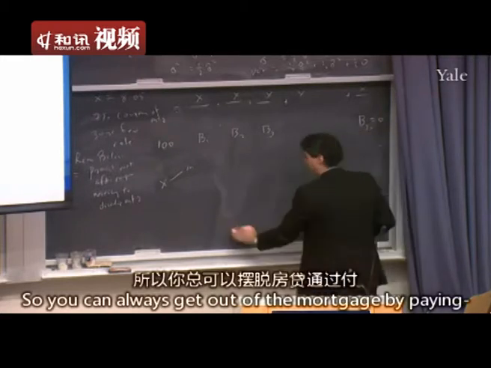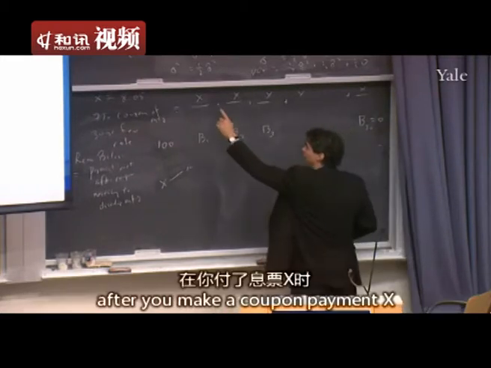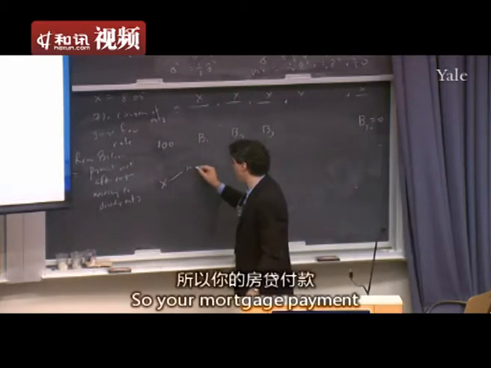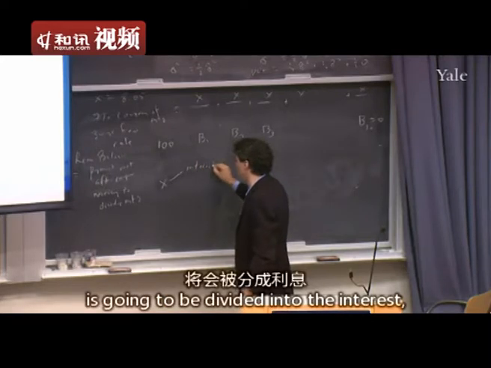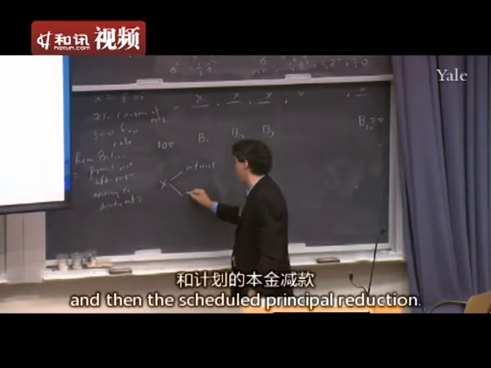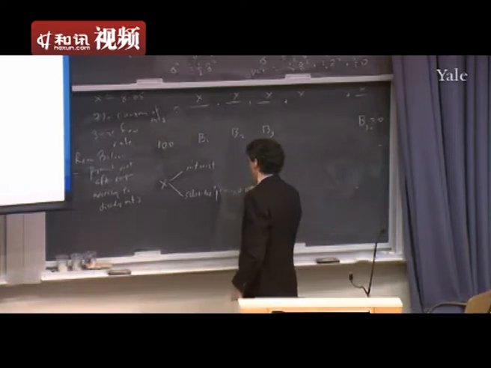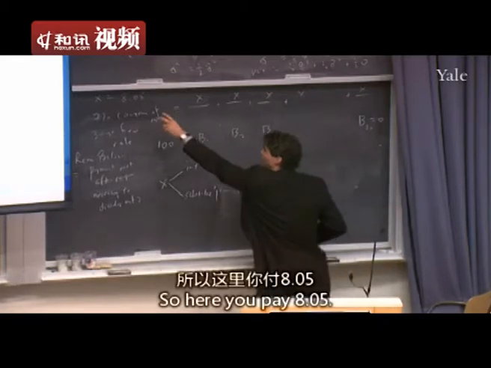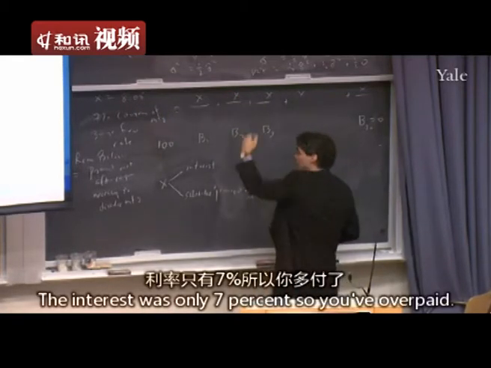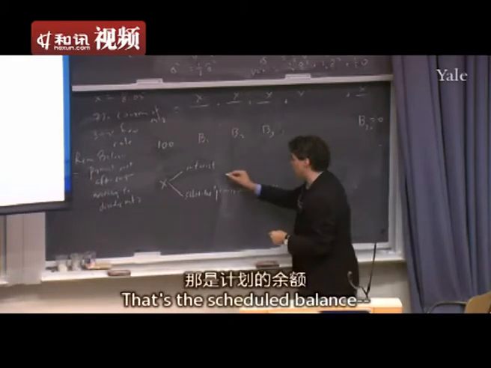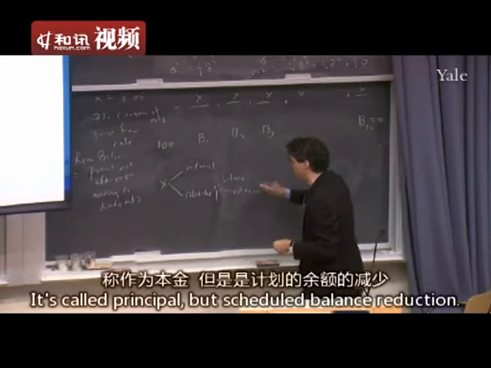Okay, so you can always get out of the mortgage by paying, after you make a coupon payment X, you can get out of it by paying B2. So your mortgage payment is going to be divided into the interest, and then the scheduled principal reduction. Here you pay 8.05, the interest was only 7%, so you've overpaid, so that's why the balance goes down. That's the scheduled balance. It's called principal, but scheduled balance reduction.